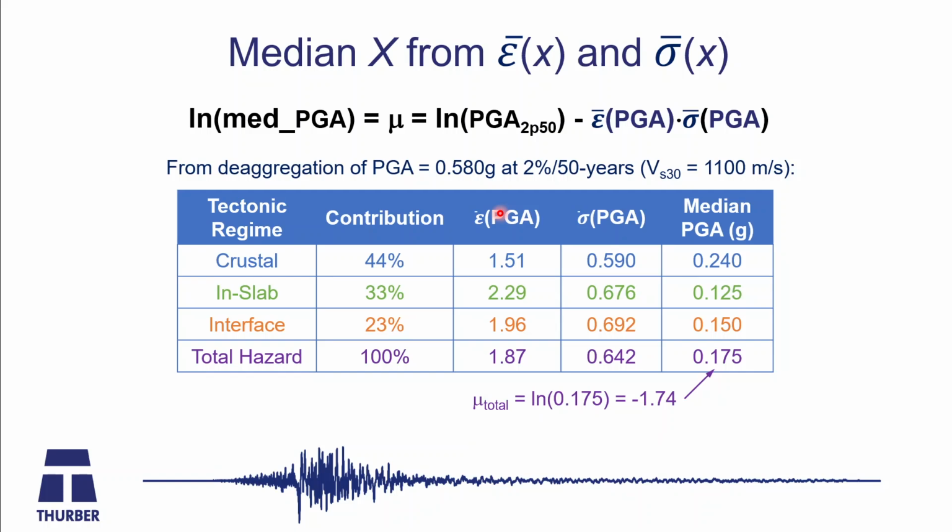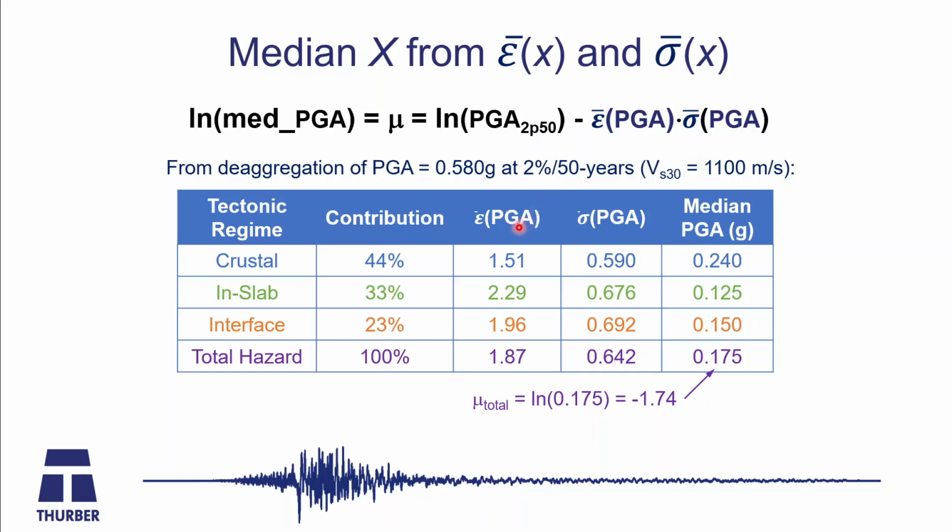So now we can go back to this equation right here. This is the equation you saw previously, but now we're saying we want to actually calculate mu. We can calculate the mean using the ln of the probabilistic hazard value we get from the hazard calculator, minus the mean epsilon that we can get from the deaggregation data times the mean sigma values associated with the GMMs.